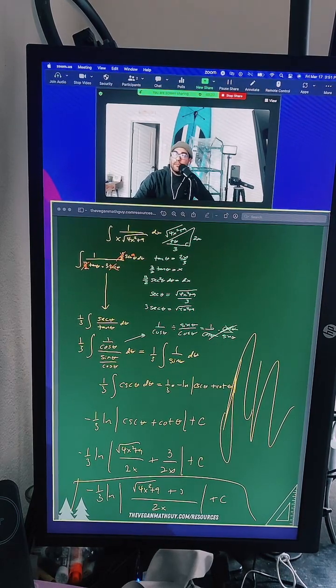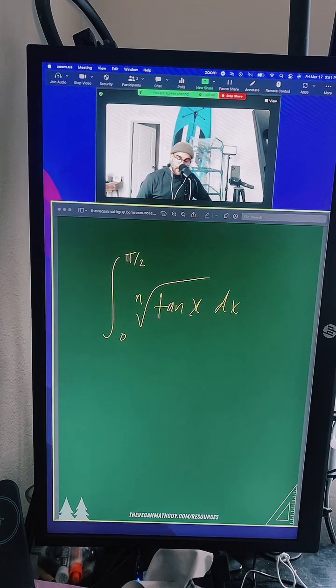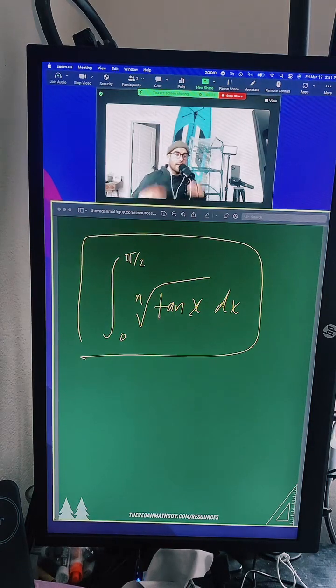I'll probably solve some new integrals. Be on the lookout for an integral that someone challenged me to solve. I'm just going to write it real quick. I don't know how to do it, but it's this right here. I think I found a solution, but I'm going to post it on my Instagram and see if people can correct me.